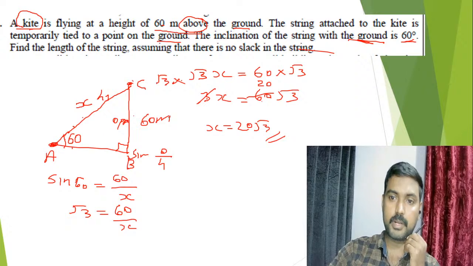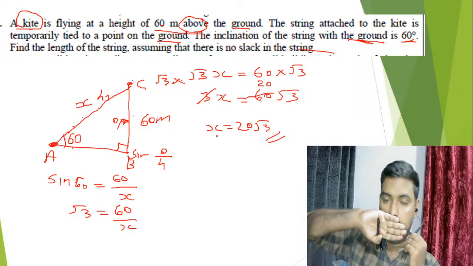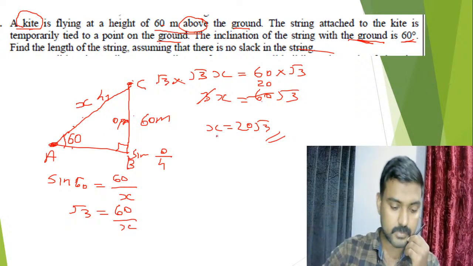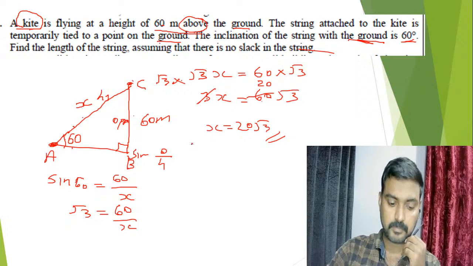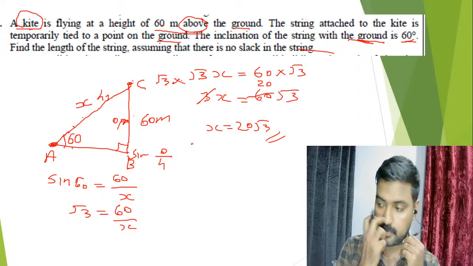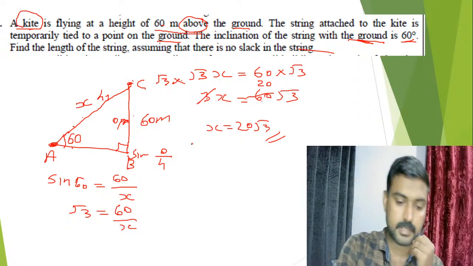Somebody has written 40 by root 3 also. So can you understand this? Is there any confusion? If it is clear for you, just give an S comment. I suggest you give an S comment.